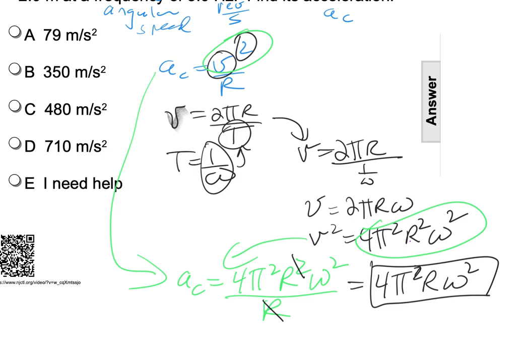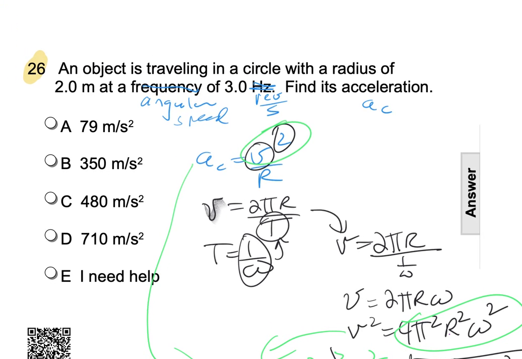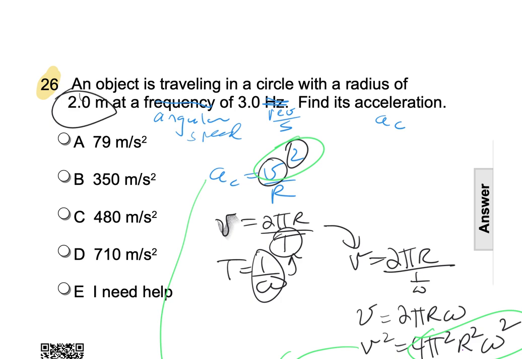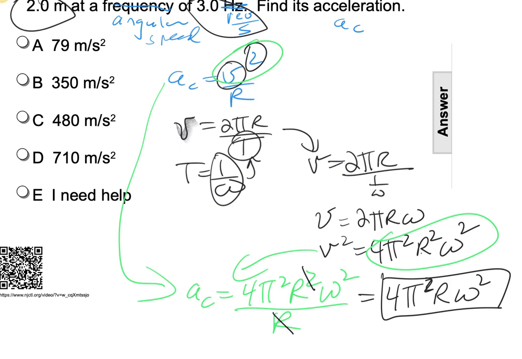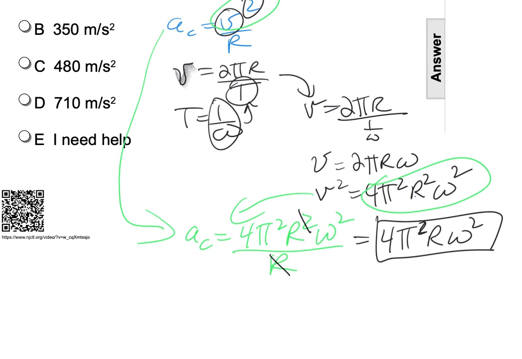So you plug into there all the numbers. You've got the R, the radius. You've got the omega. So that's all you do. Okay, sorry, that's what AC is. So let's write it and then put in meters per second squared at the end.